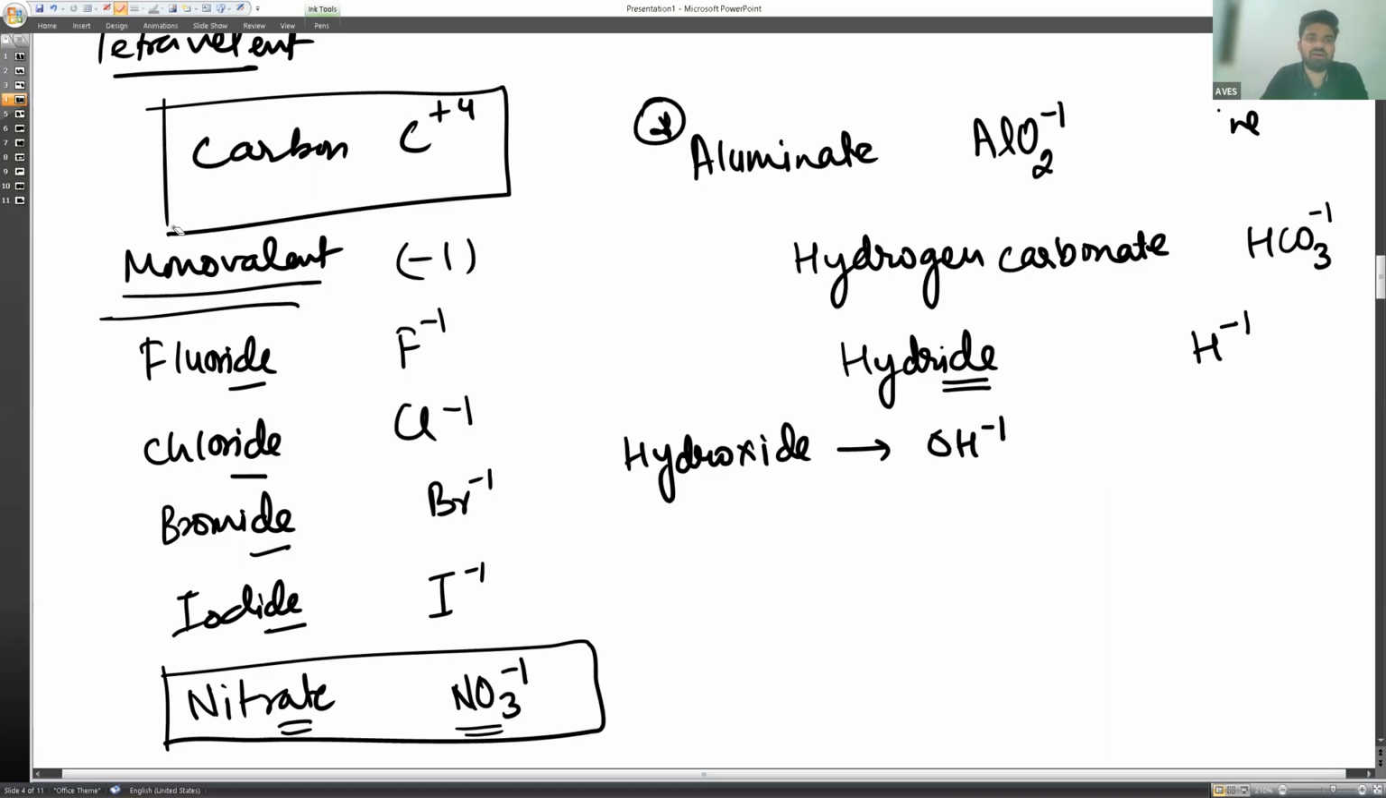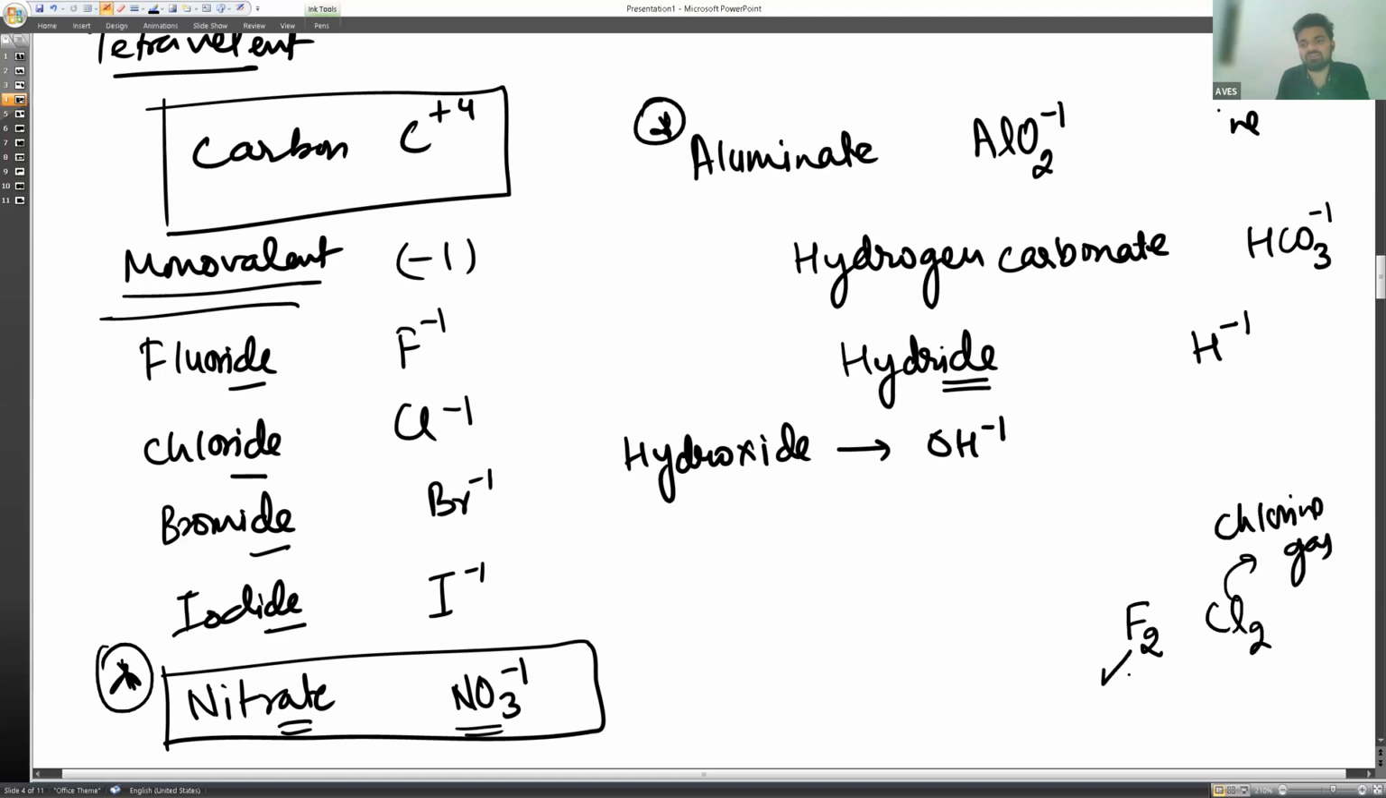So this is tetravalent. Now in negative, fluoride has -1 valency. Chloride has -1, bromide has -1, iodide has -1, nitrate has -1. Nitrate is NO3. This is important. One thing you need to note down: if it is fluorine gas, then it will be F2. Chlorine gas is Cl2.